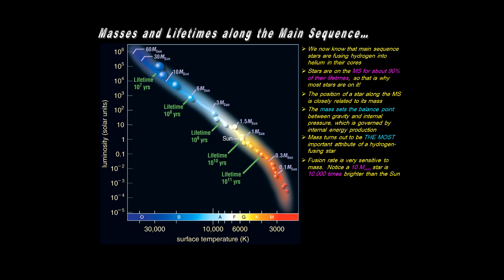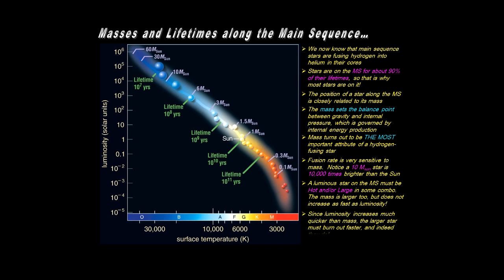Let's take a look at a 10 solar mass star. 10 solar masses right here about. Turns out it's not just 10 times as bright as the sun. Here's the sun. Luminosity 1 solar unit. If it's 10 times the mass of the sun, it's about 10,000 times brighter than the sun, not just 10 times brighter. So a luminous star in the main sequence, if it's luminous, it's hot or large or both. The mass is bigger too, but it doesn't increase as fast as the luminosity does, as we just saw.